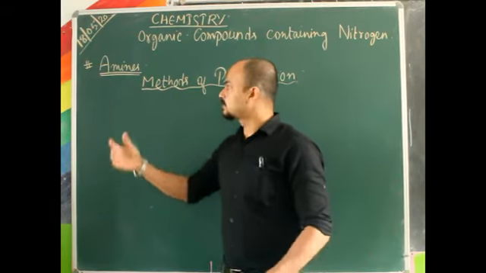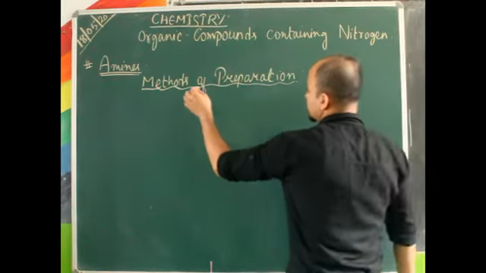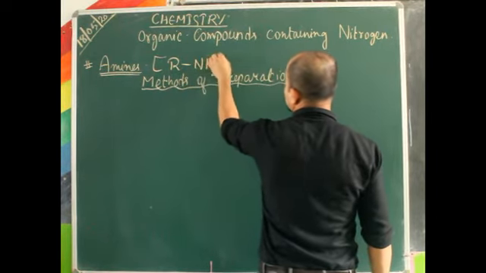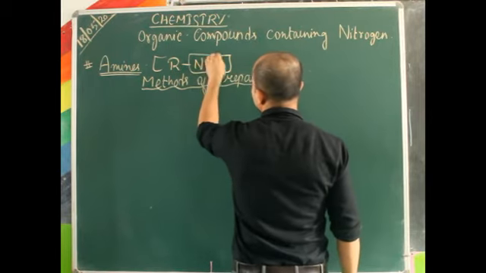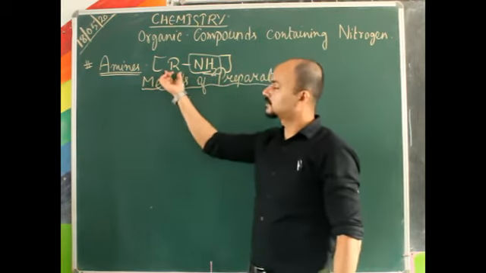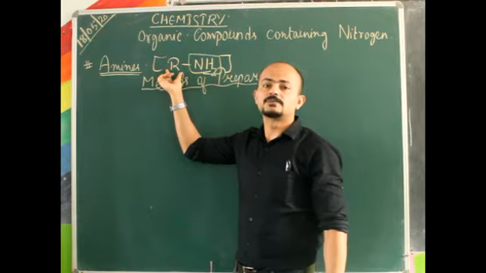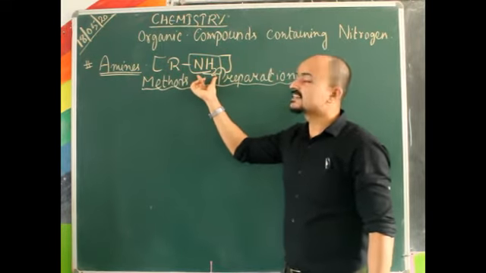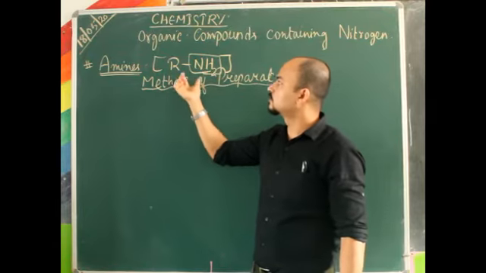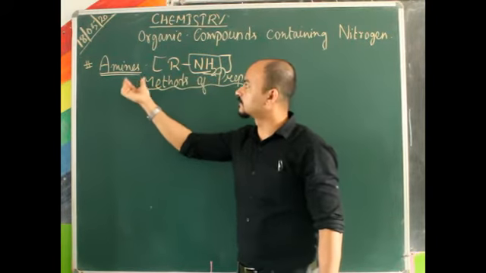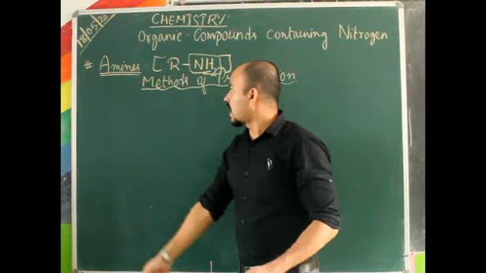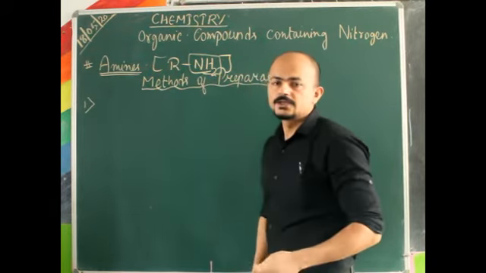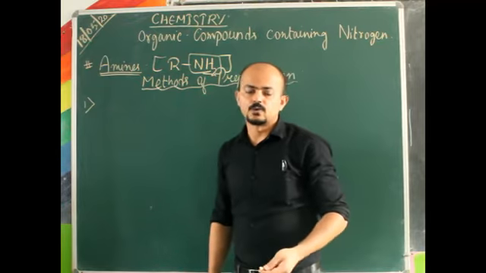So amines are those compounds which contain the functional group NH2. Whenever this NH2 group is present in a compound, okay, if an alkyl group or an aryl group has NH2 attached, then those categories of compounds are known as amines. Amines can be prepared by different methods. So we are going to discuss them one by one.